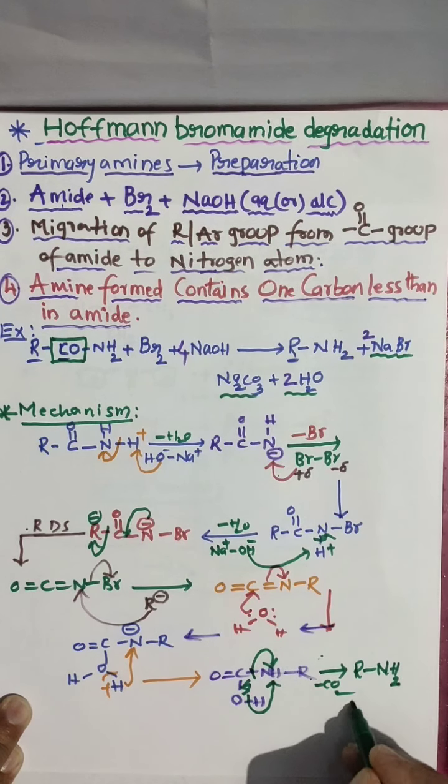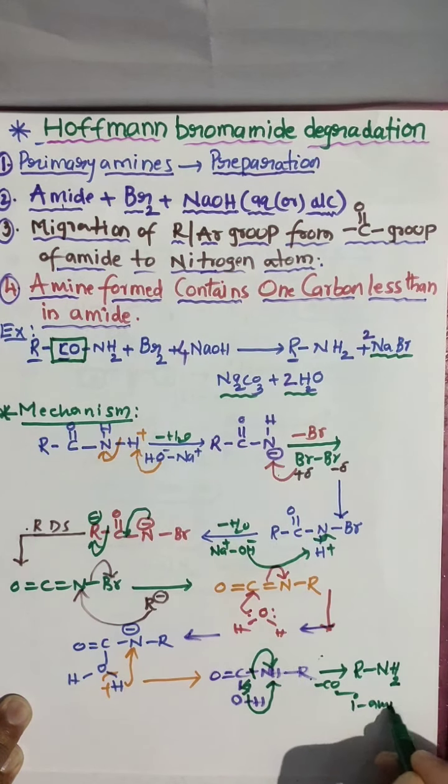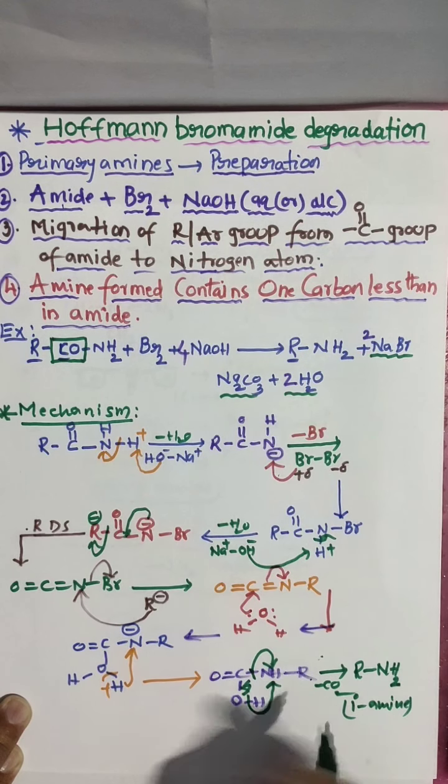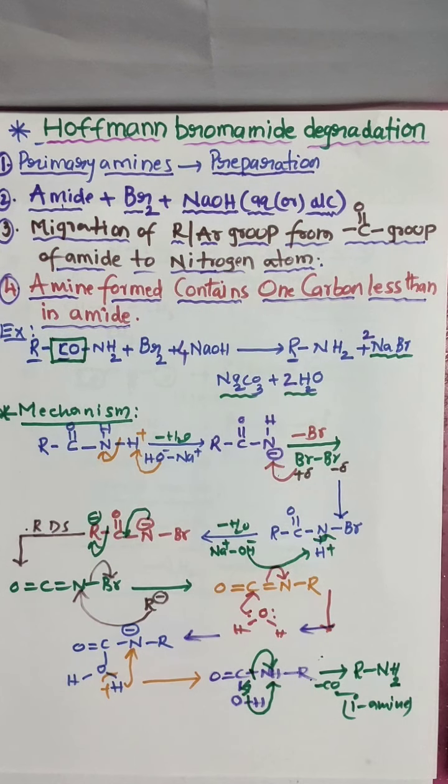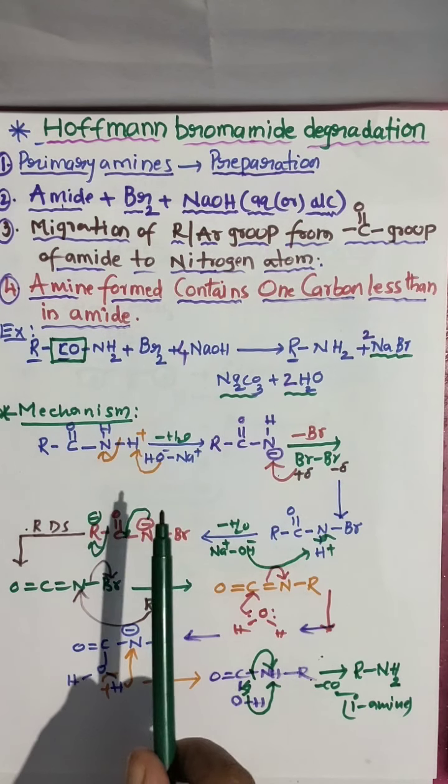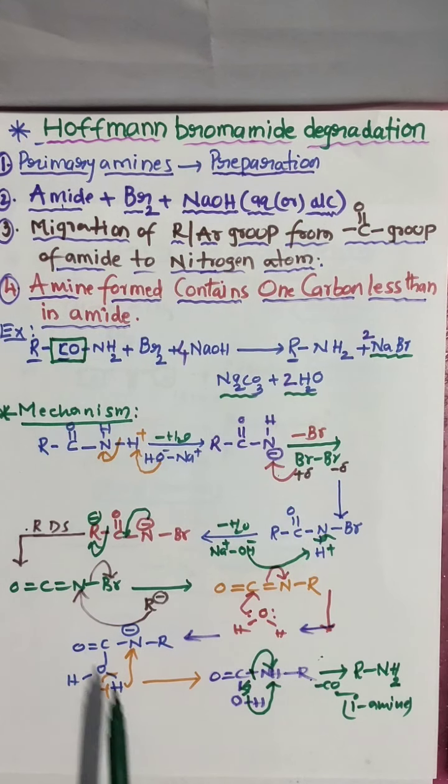This is 1 degree amine. What we are calling 1 degree amine. Clear? This is how the Hofmann bromamide reaction takes place. So migration of alkyl group, R group, from the amide group to nitrogen takes place.